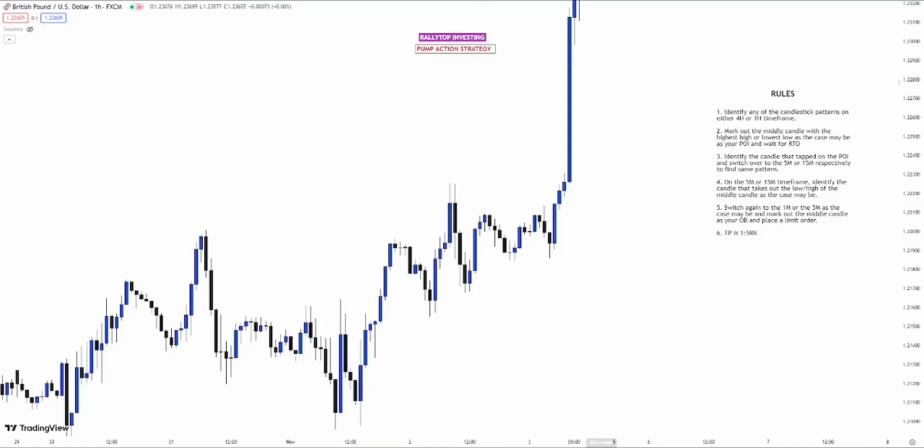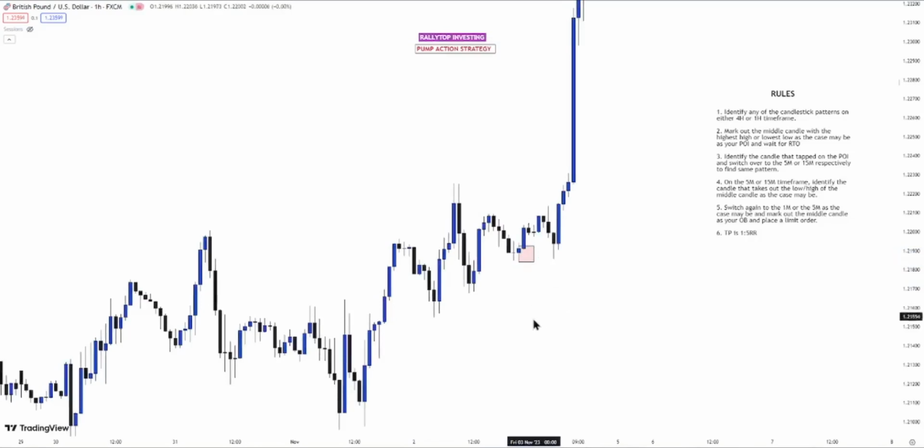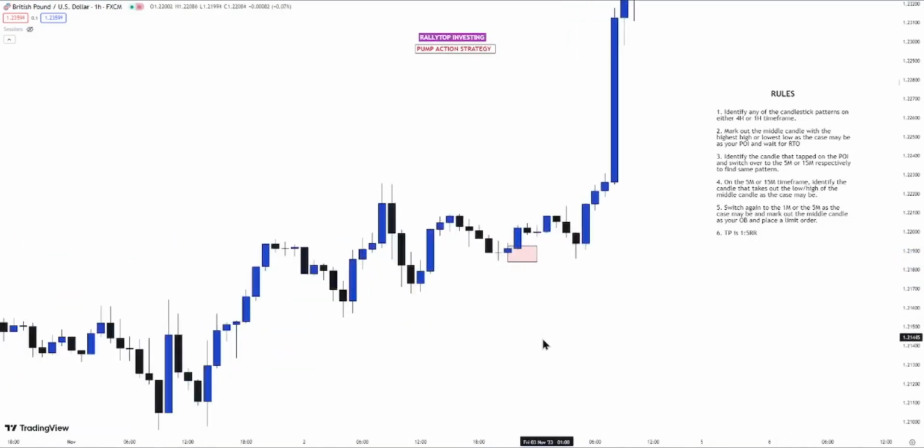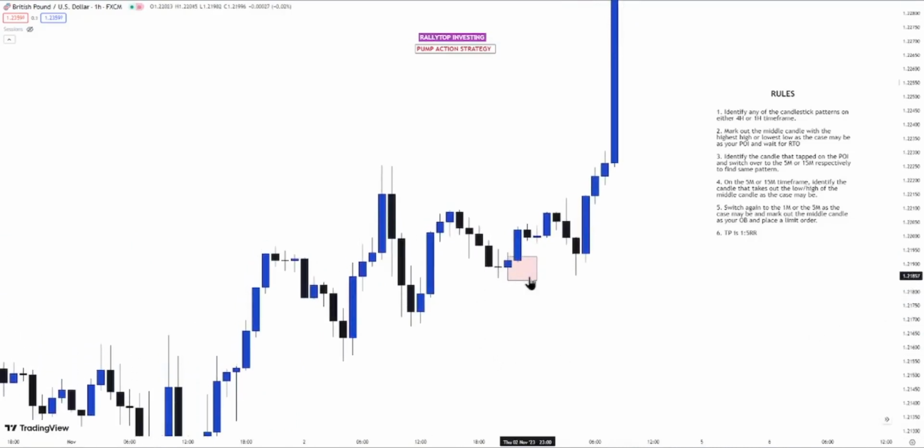Let's identify the middle candle. This is the one. This candle here. That's the candle with the middle. Let's make it bolder so that you can see. I'm not making it up. Let's take this out again so that we'll be sure of what we are doing. So as you can see, that's the lowest low. All right. So that's the candle.